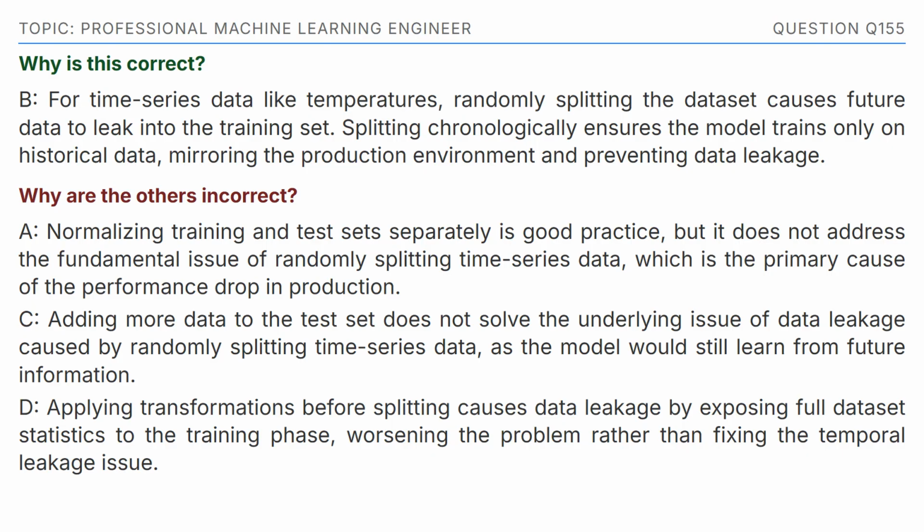Why are the others incorrect? A. Normalizing training and test sets separately is good practice, but it does not address the fundamental issue of randomly splitting time series data, which is the primary cause of the performance drop in production.